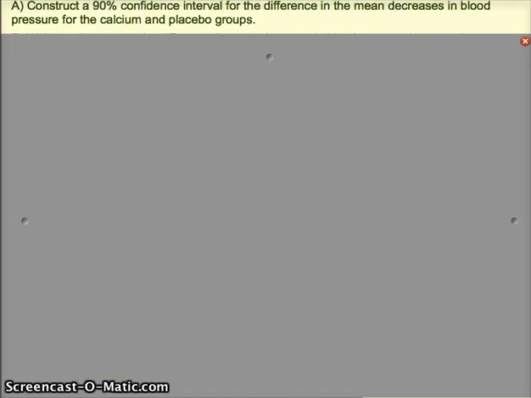Okay, it says construct a 90% confidence interval for the difference in the mean decrease in blood pressure for the calcium and placebo groups. So why don't you pause me here and see if you can get your way through some of the PANIC steps and then check your work with what I uncovered.